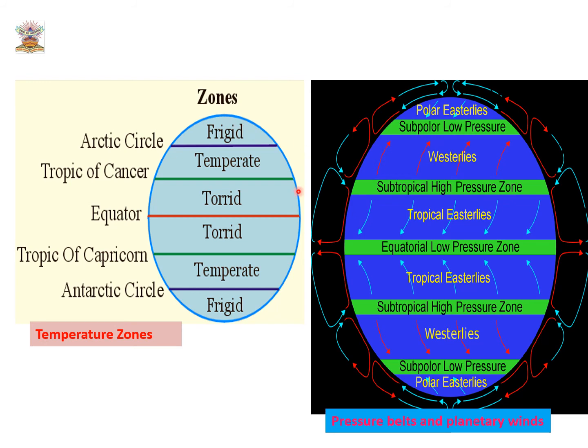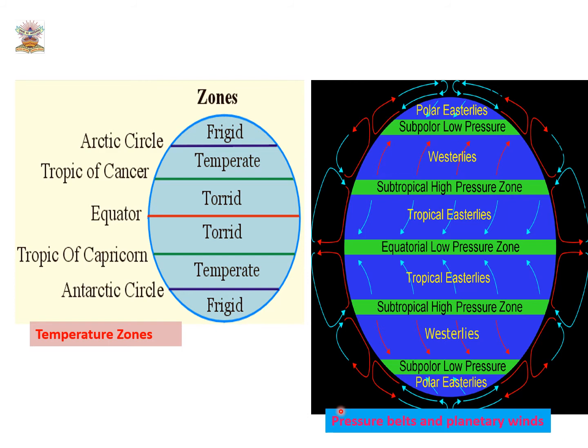This is near the poles, these zones are, and in between them, in the north and in the south, we are having the temperate zones. Yes, children? Then we'll study this diagram. Here we are learning about the pressure belts and the planetary winds.